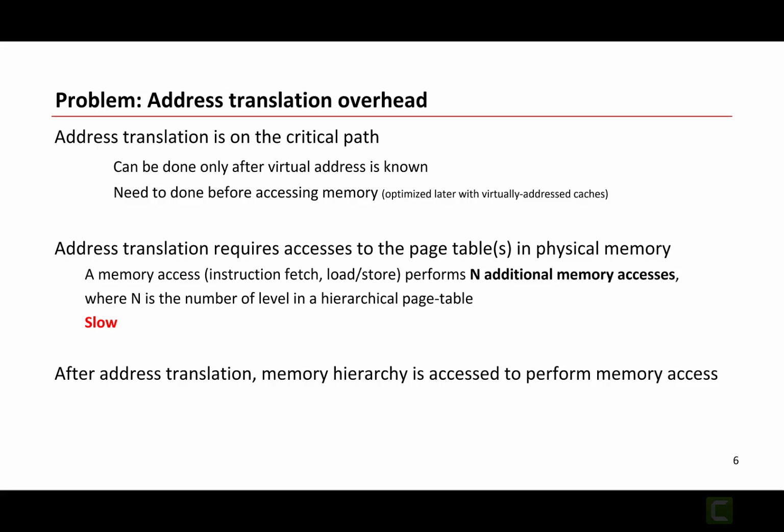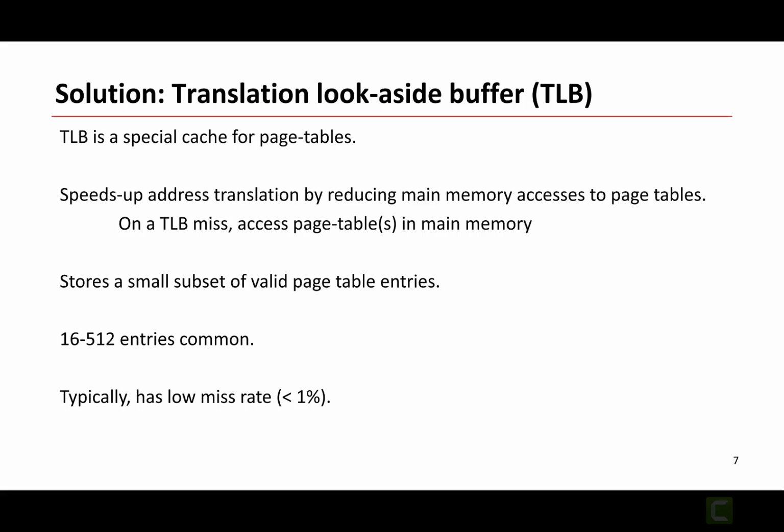And we just said that an address translation can be expensive, especially if you have a multi-level hierarchical table, because you need to perform n additional memory lookups. So what's the solution? Well, the solution is to avoid going to the main memory for accessing the page table. So we want to cache the page table. We could just simply cache the page table in our regular caches.